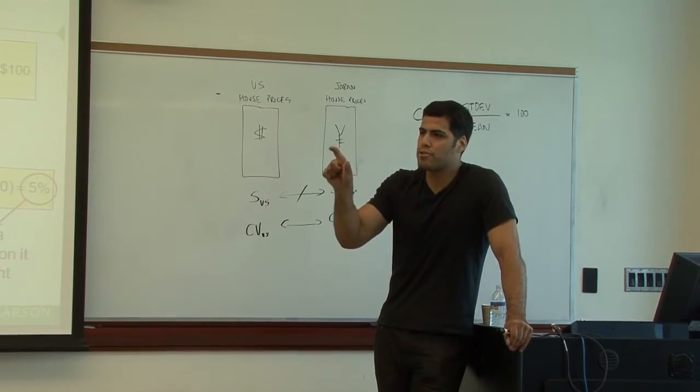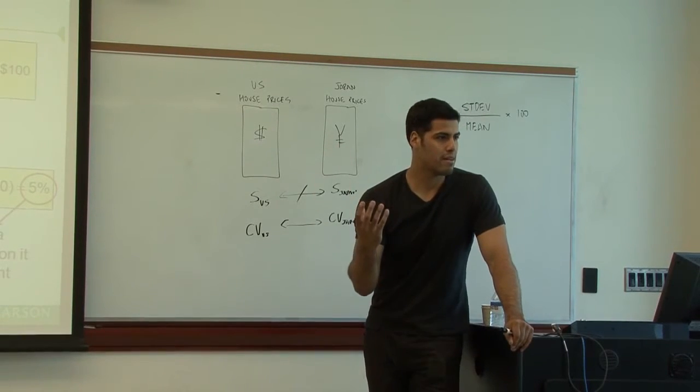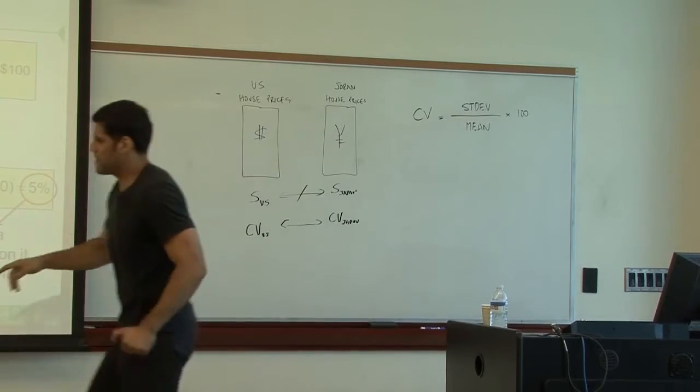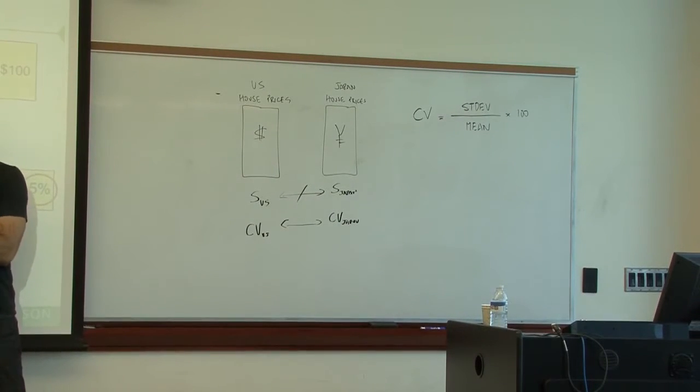So how big is the standard deviation? It's 8% of the size of the mean. That's what we're saying. The standard deviation is 8% of the size of the mean. We're expressing the standard deviation as a percentage of the mean.